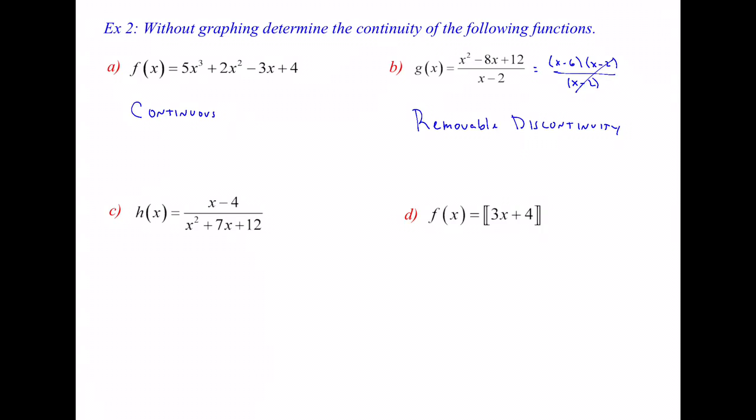2c, h of x equals x minus 4 over x squared plus 7x plus 12. This one, once again, looks like it could potentially be factored. Factors of 12 that give us 7 would be x plus 3 and x plus 4. But what we'll notice on this one is this one does not cancel. So that's fine. So what's going to happen?